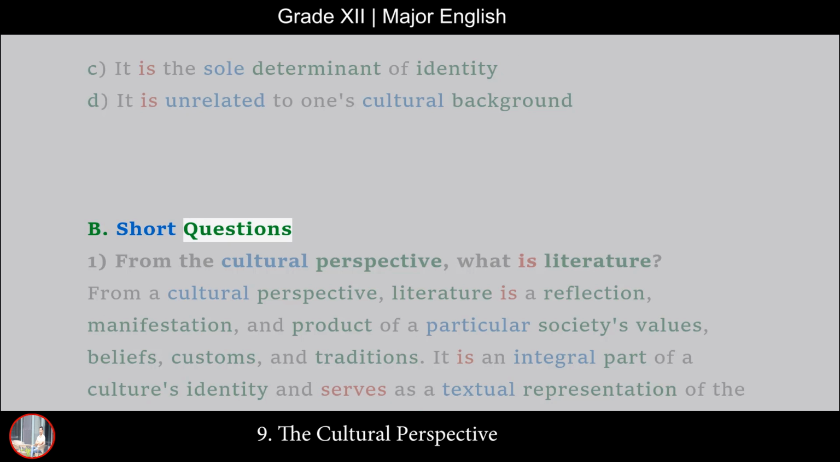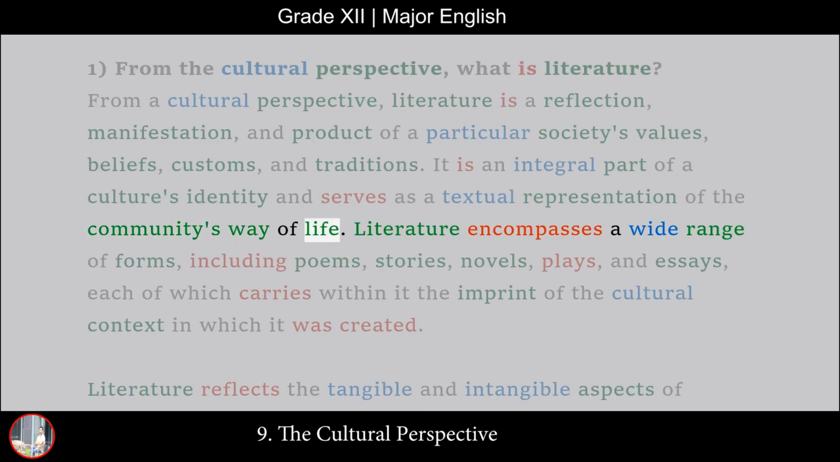B. Short questions. 1. From the cultural perspective, what is literature? From a cultural perspective, literature is a reflection, manifestation, and product of a particular society's values, beliefs, customs, and traditions. It is an integral part of a culture's identity and serves as a textual representation of the community's way of life. Literature encompasses a wide range of forms, including poems, stories, novels, plays, and essays, each of which carries within it the imprint of the cultural context in which it was created.